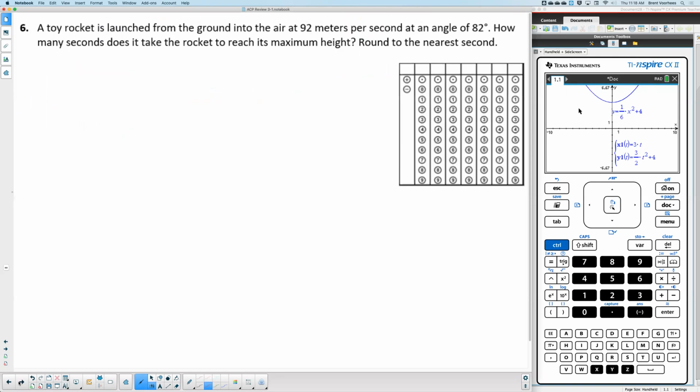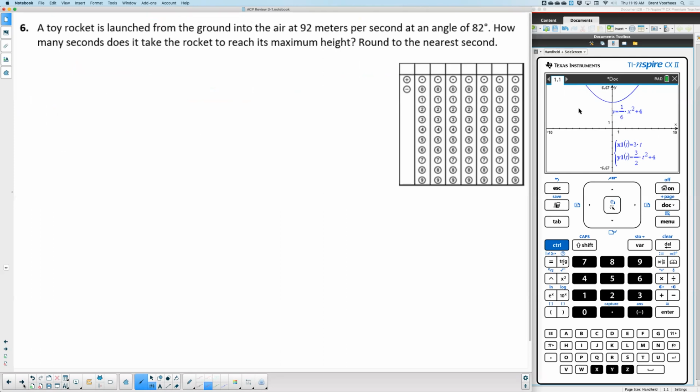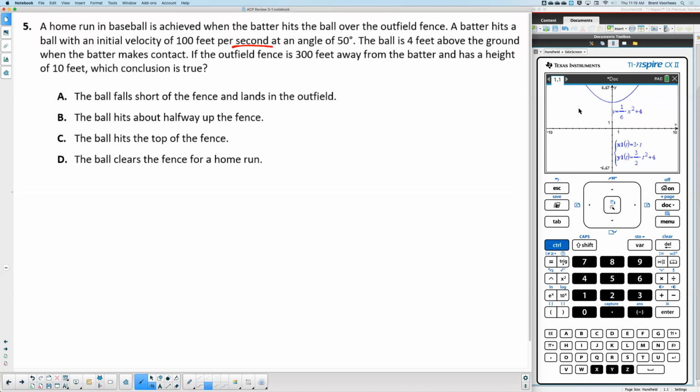What if they're the real world problems? So 5 and 6 were the real world problems. How do you know these are parametric? Because they won't say the word. It'll give you a time value. So 5 uses the word seconds, and 6 uses seconds as well. So where do you get equations if they don't give you equations?